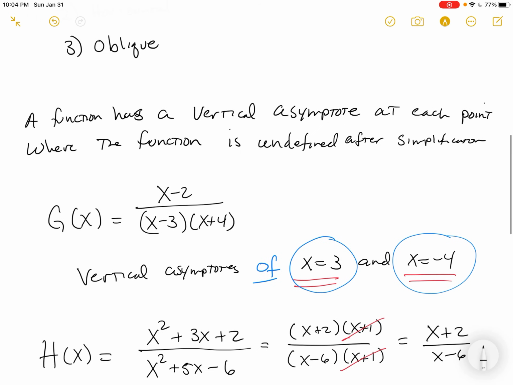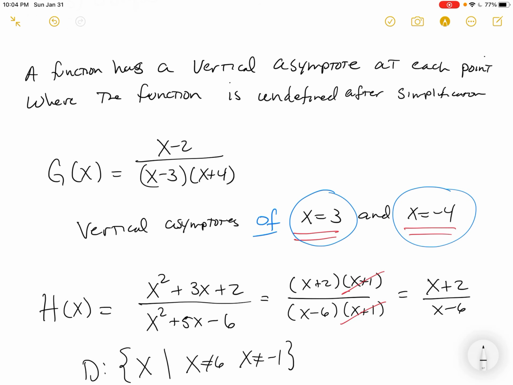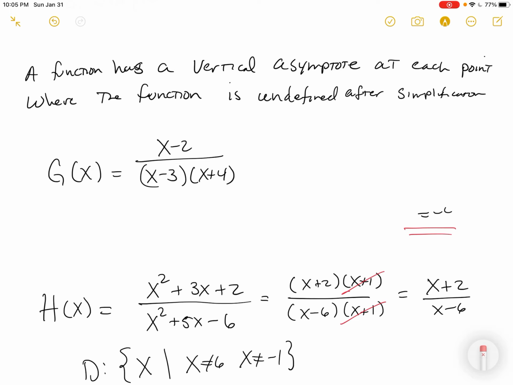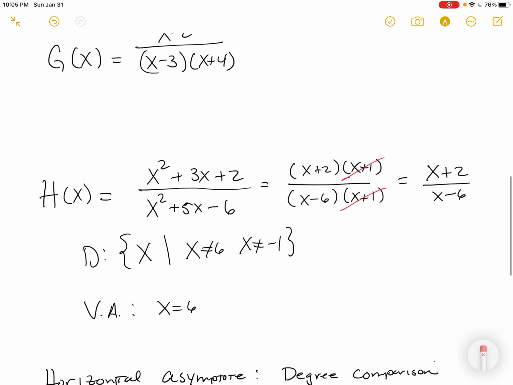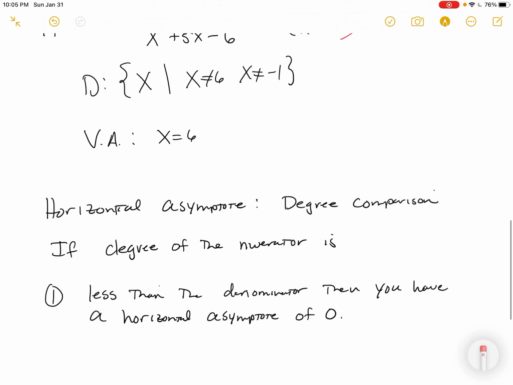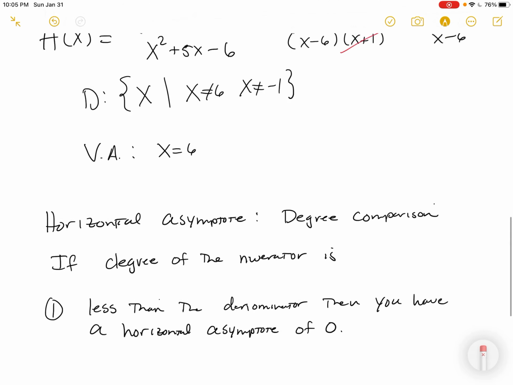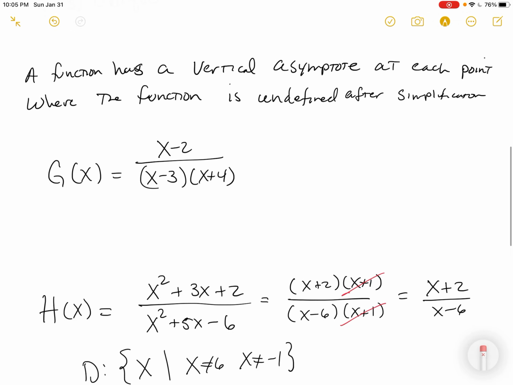Let's go look at the very first one I did, this g of x function. I'm going to take an opportunity just to get rid of all this so we can highlight that g of x function. If you take a look at the numerator, it's of degree 1. The denominator, if you were to multiply it out, is a degree 2. It's an x squared. So the degree of the numerator is less than the degree of the denominator. This thing has a horizontal asymptote of 0.